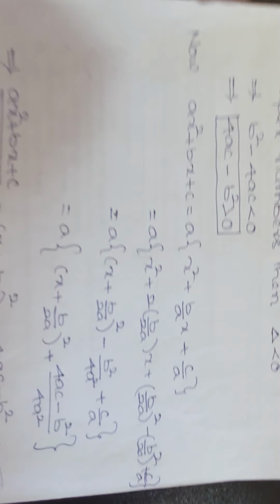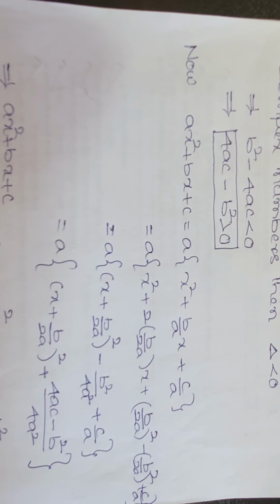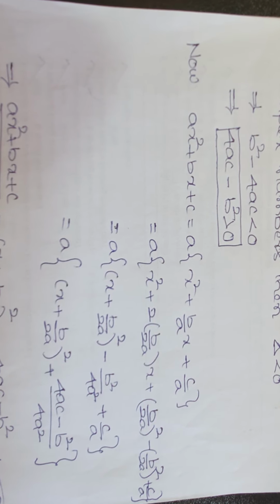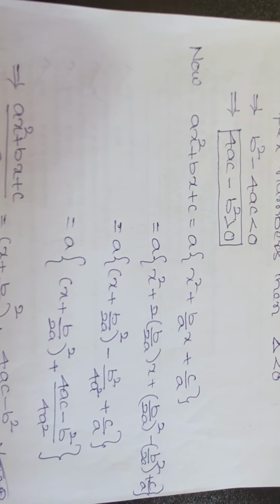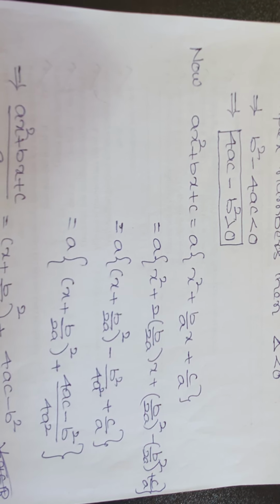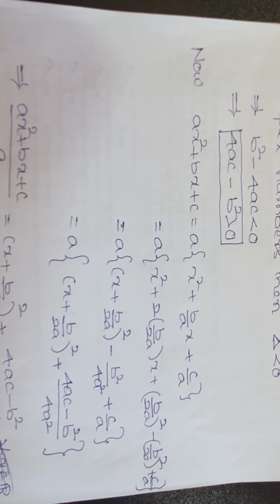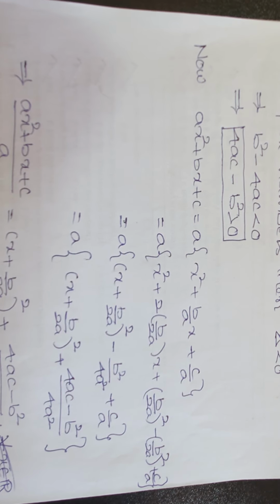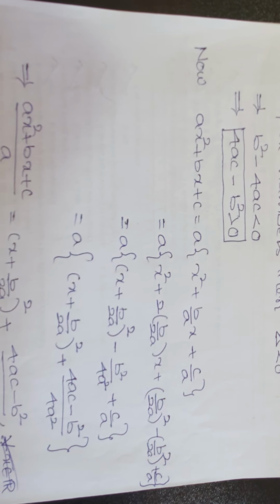Now we take the quadratic expression, ax square plus bx plus c. If we take the common a from these three terms, then it becomes a of x square plus b by a into x plus c by a. That equals a into x square plus, multiplying and dividing with 2, 2 of b by 2a into x, adding and subtracting b by 2a whole square. So b by 2a whole square minus b by 2a whole square. The last term is plus c by a.